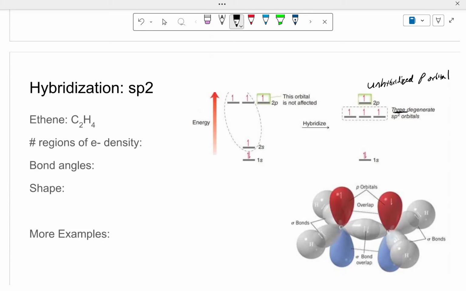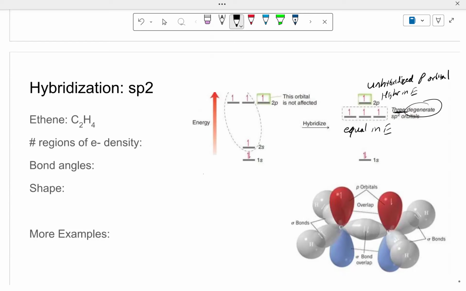Now, that's not a bad thing. That's actually very important in describing multiple bonds in organic molecules. Now, like sp3, these sp2 orbitals are degenerate. They're all equal in energy. And the unhybridized p orbital is higher in energy than the sp2 orbitals.